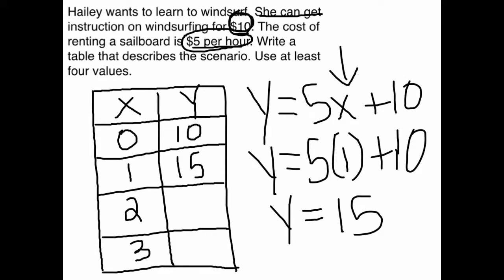Now, hopefully you guys are starting to see a pattern here that this is increasing by 5 for every hour. So I can go ahead and fill in the rest of this table. If I were to plug in 2 and 3, if she rented a sailboard for 2 hours, it would come out to $20. Likewise, if she rented it for 3 hours, 5 times 3 is 15, plus 10 is 25, she would spend $25. Let's go ahead and move on to graphing our equation.